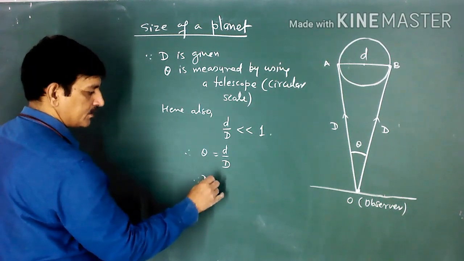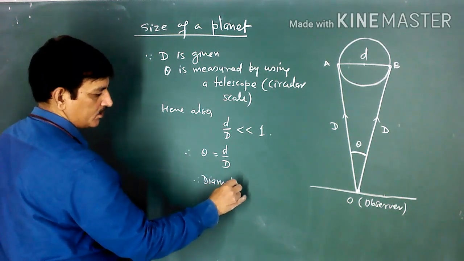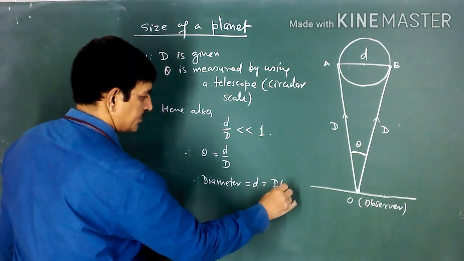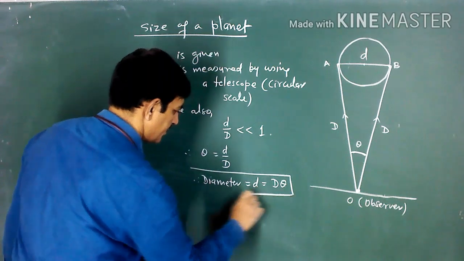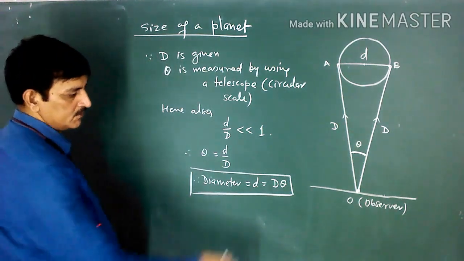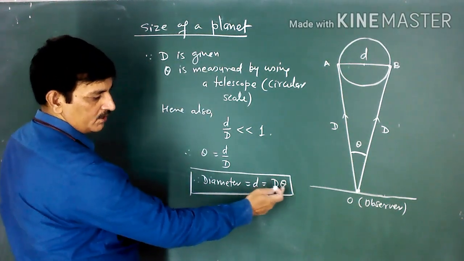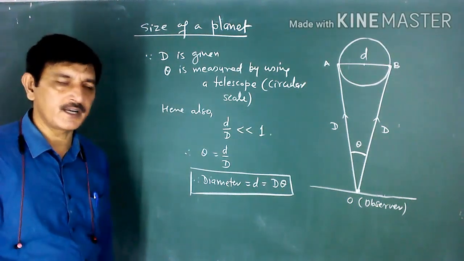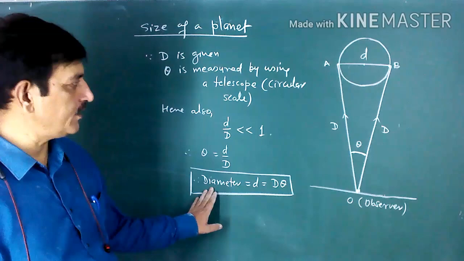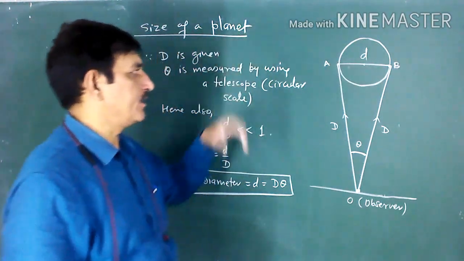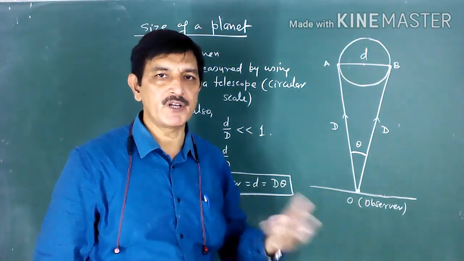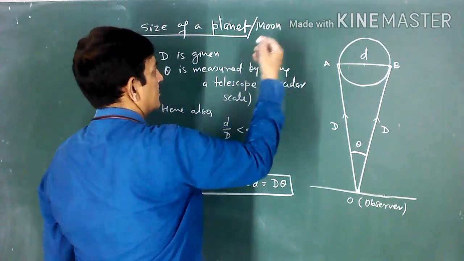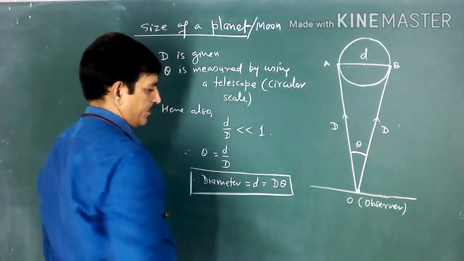Therefore, the diameter of the planet, that is d, will be equal to D theta. This can be measured. So D is a known value and theta is measured using a telescope. So we can find the diameter of the planet. In the same way, we can find the diameter of the moon or another planet.